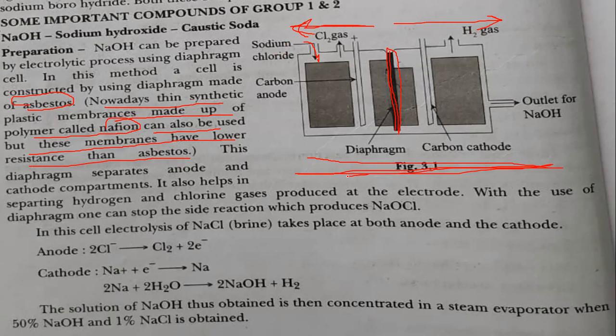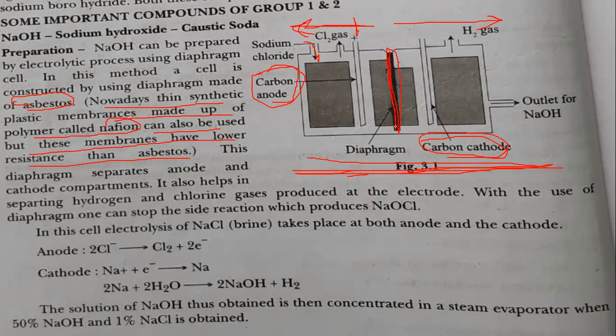Actually, it is a cell-like structure, because there is an anode on this side and a cathode on this side. Here the carbon anode is there, and here the carbon cathode is there. Just to understand, I say reactor, but actually it is not a reactor; this is just for understanding purposes. So what happens now? NaOH is prepared by the electrolytic process, where a diaphragm is used at the center.